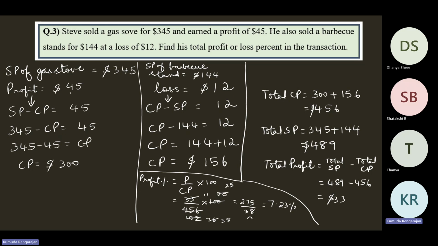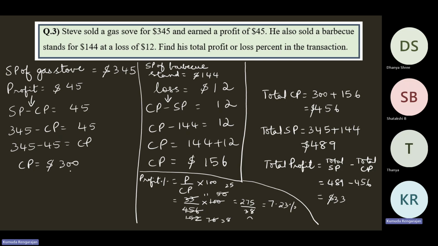So here profit is 45, which means selling price minus cost price is 45. What is the selling price? 345, minus cost price is equal to 45. Transpose: 345 minus 45 is equal to minus CP will come to the other side as plus CP. So the CP of the gas stove is $300.